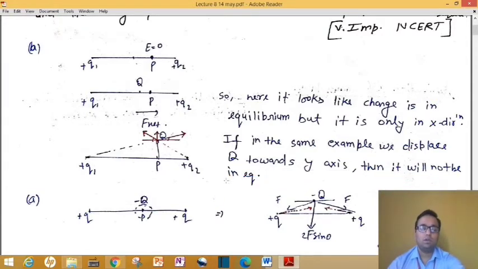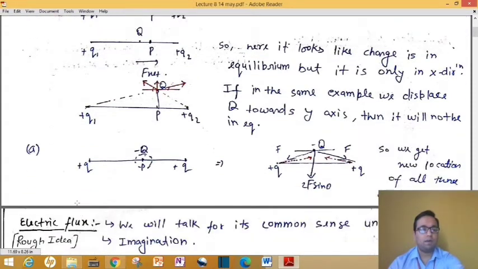This thing was asked in the problem, that you have to prove whether your charge is in equilibrium or not in all directions. So it is very clear that it is not in equilibrium in all directions. In part A, what is being asked is that we have to consider two charges. Suppose I have taken plus q and plus q.